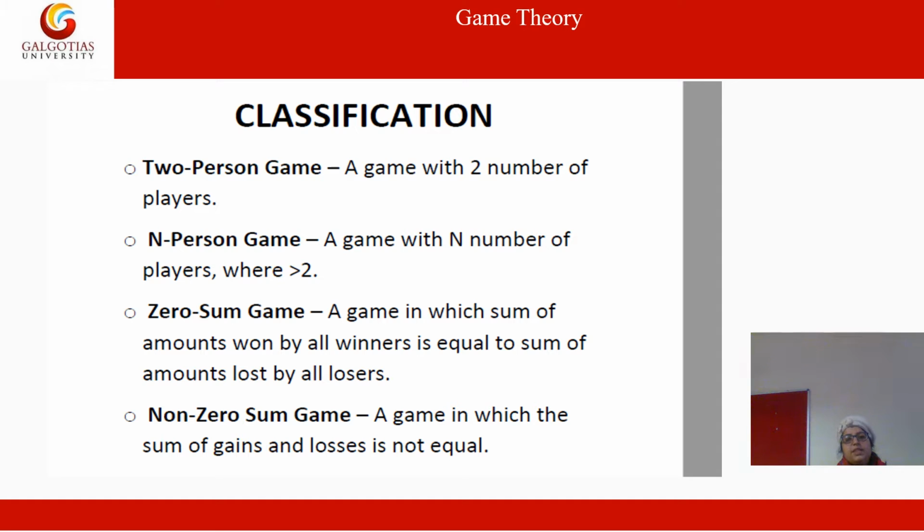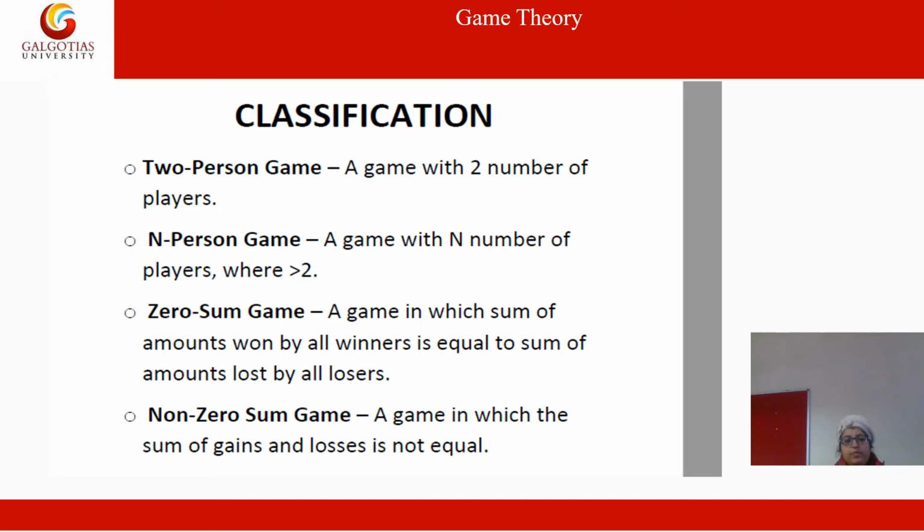The following is the classification of game theory. The first is the two-person game. In the two-person game, we have a game with two players only. The next is the n-person game. In the n-person game, we have a game with n number of players, that is, it can be more than two players.